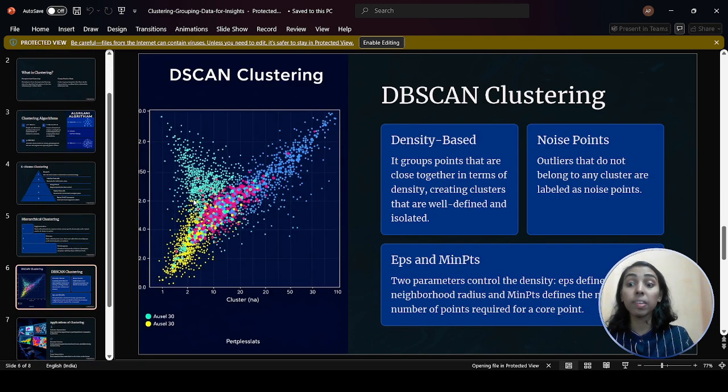Then we have DBSCAN clustering, which is density based. It groups points that are close together in terms of density, creating clusters that are well defined and isolated. Noise points, outliers that do not belong to any cluster, are labeled as noise points. EPS and MinPts, two parameters, control the density. EPS defines the neighborhood radius and MinPts defines the minimum number of points required for a core point.